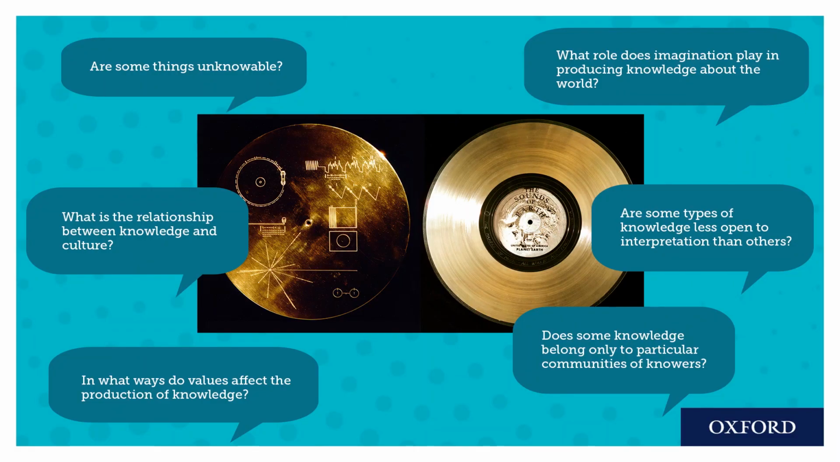In the case of the golden record, for example, they might identify links to prompts such as in what ways do values affect the production of knowledge, or are some types of knowledge less open to interpretation than others? And then collectively they can practice articulating what the relationship is here. For some students, going from object to prompt might be easier than the other way around. So getting them to practice this in advance of the exhibition can help them with being able to make this connection both ways later.